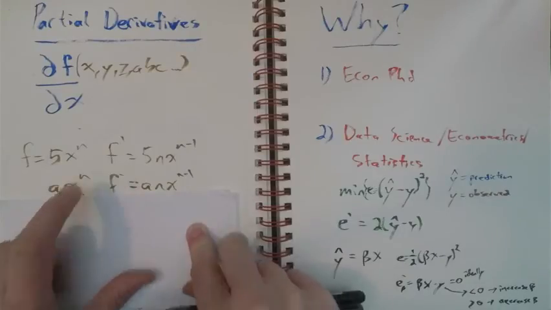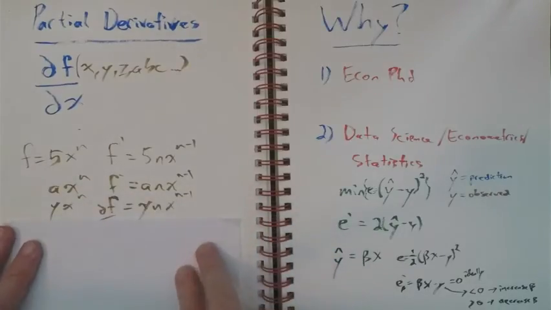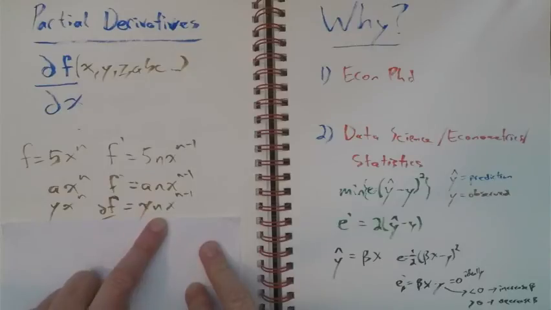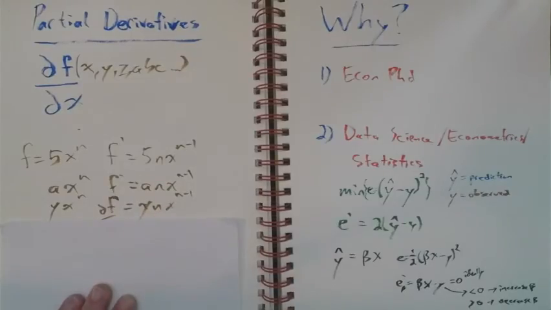No problem. Now let's change a. It could be b, could be any letter. So let's make it y. And again, we do the same thing. We get y times n times x to the n minus 1. The basic derivative rules are going to apply to a partial derivative.